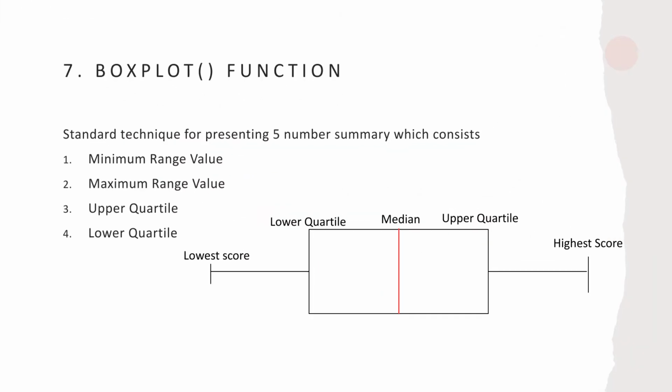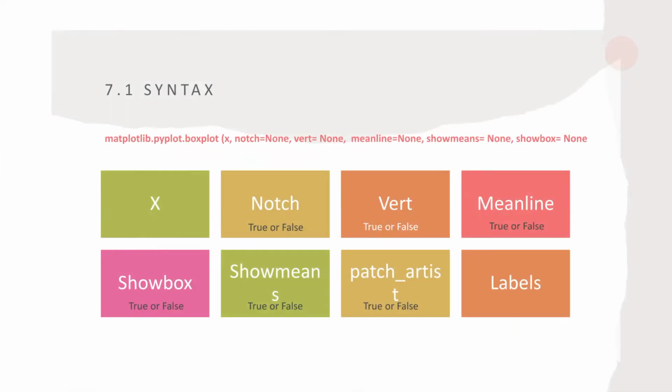So now moving to our 7th function, that is the box plot function. In the box plot function there are 4 things: minimum range value, maximum range value, upper quartile and lower quartile. This is the upper quartile, this is upper, this is lower, this is the median value, this is the highest score or upper maximum range value, and this is the minimum range value.